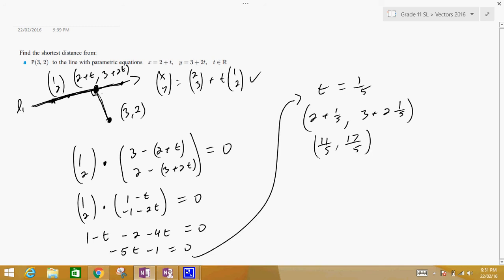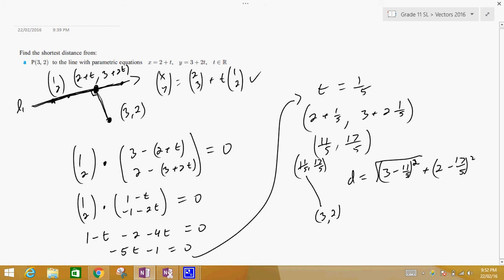Now that we know that this point is 11 over 5 and 17 over 5, we've got this point, which is 3, 2, and this point, which is 11 over 5 and 17 over 5. To find the distance between 2 points, distance equals the square root of (3 minus 11 over 5) squared plus (2 minus 17 over 5) squared. Plug that into the calculator and you'll get your final answer of what the distance is.